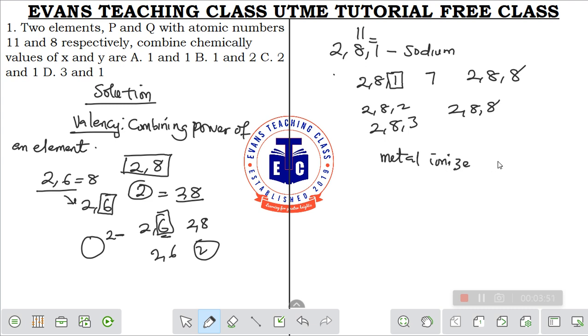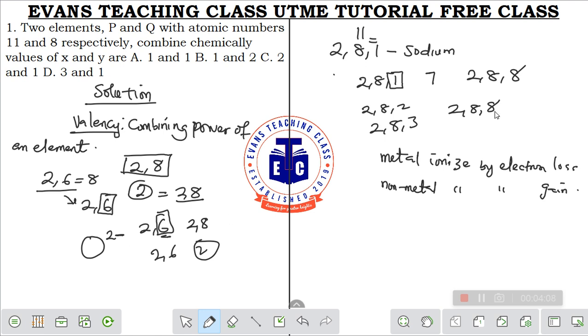That's why we say metals ionize by electron loss. Sodium is a metal, so electron loss. Non-metals ionize by electron gain. That's why oxygen gains electrons.